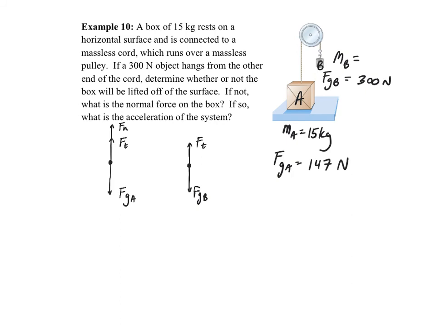Okay, well the other object, its mass will be what? I don't even have a number written down. It's going to be 300 divided by 9.8. What does the mass of object B become if we do 300 divided by 9.8? 30.6.